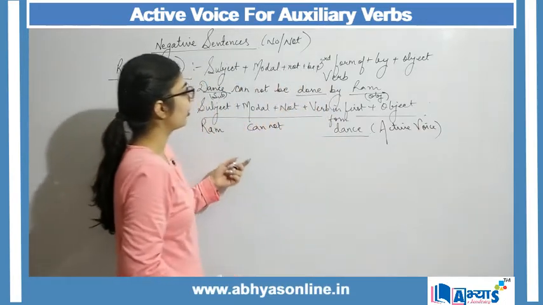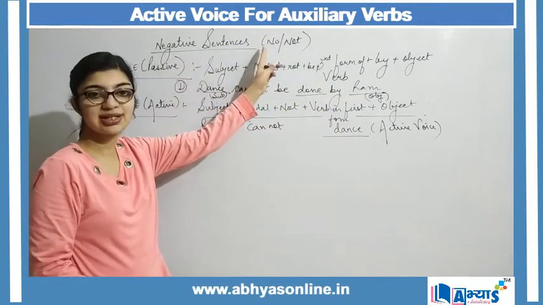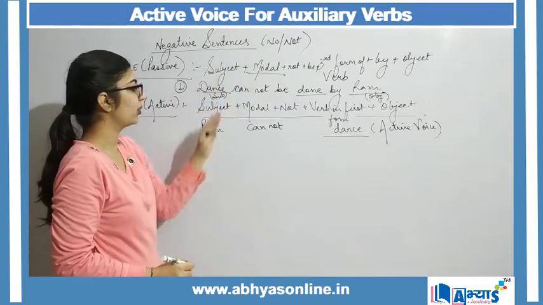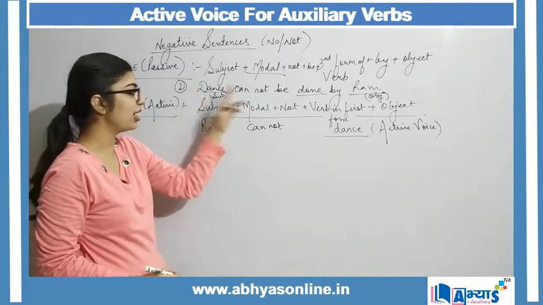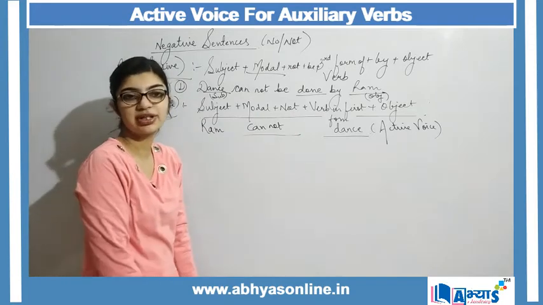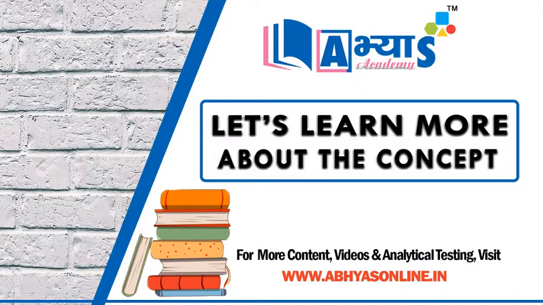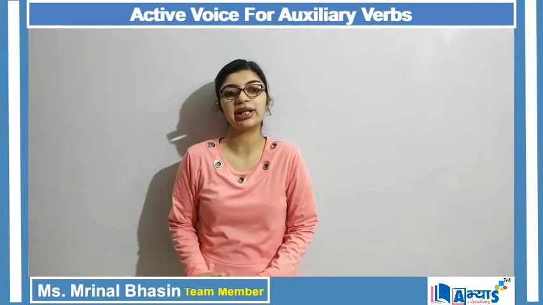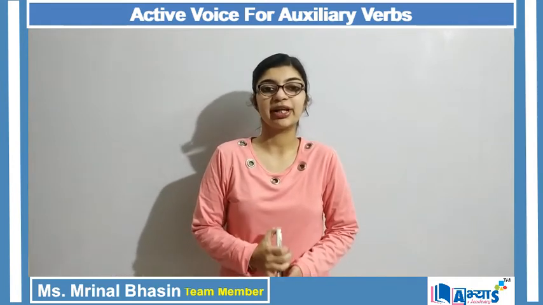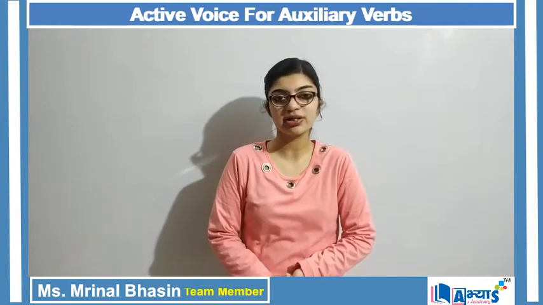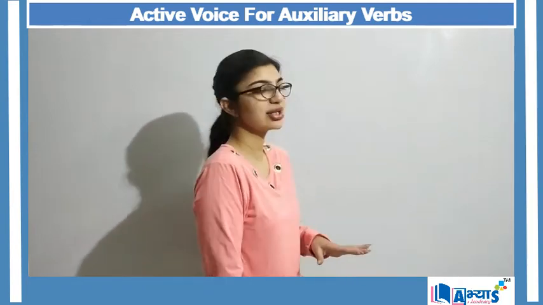Now Ram cannot dance. This is the sentence in active voice. So again, I have converted my negative sentence, which was in passive voice with modal, to active voice with modal without changing the formation of sentence. Next, we are going to study the rule for converting the passive voice with interrogative sentences having auxiliary verb into active voice with interrogative sentence and having auxiliary verb.